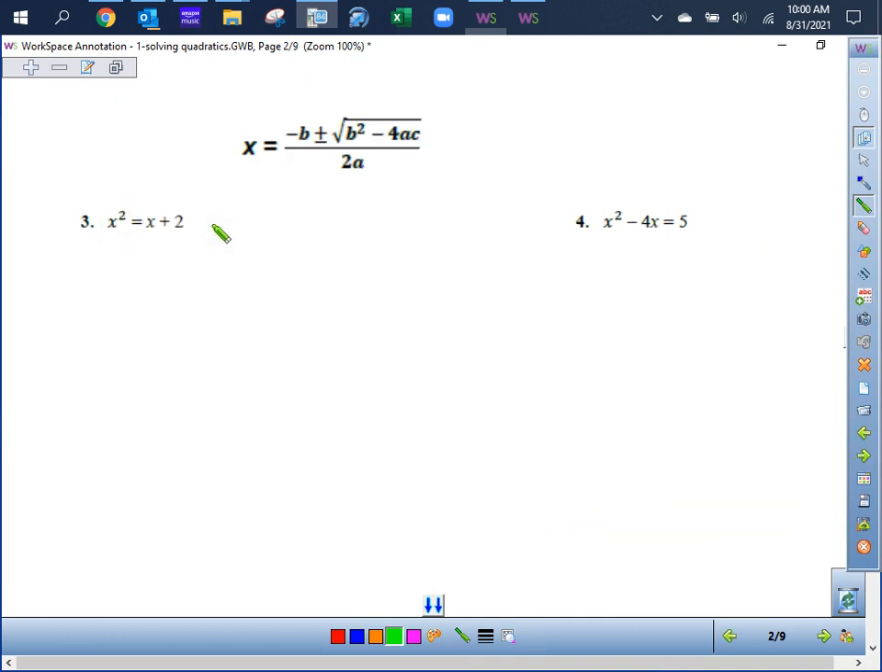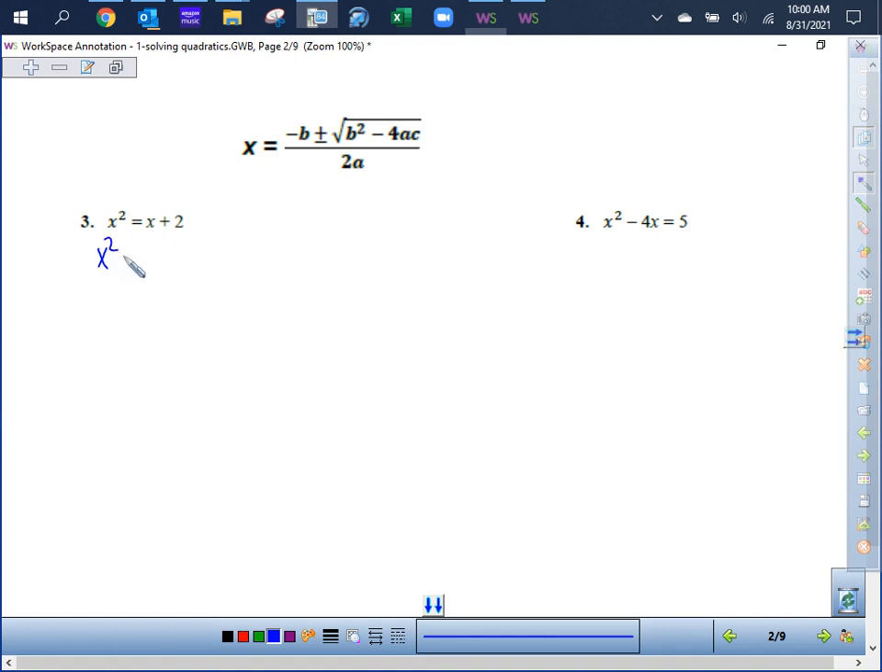Uh-oh, is he ready to run? He's got to be equal to 0 first. Is he ready to run? Nope. So we got to move stuff over. It doesn't matter if you move the x squared over or these over. What would you rather have? A positive x squared or a negative x squared? Most people really like it when it's positive, so I'm going to keep the 1x squared right here. Then subtract x, and subtract 2, got to put the equal 0.